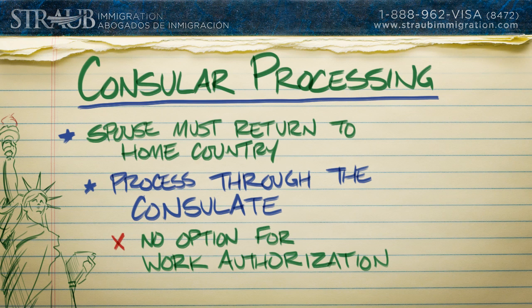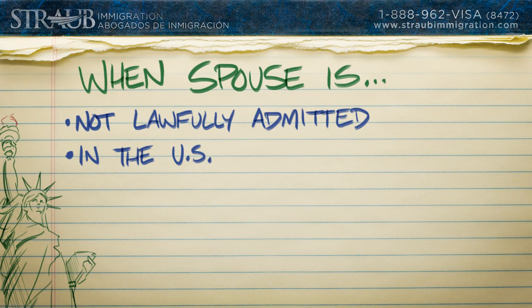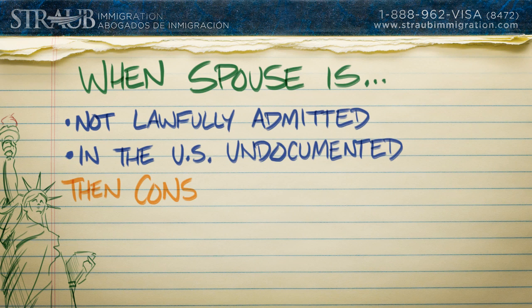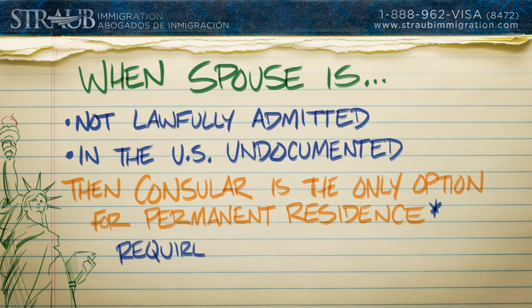So for many couples where the spouse has not been lawfully admitted to the United States and is in the United States undocumented, consular processing provides the only option for that spouse to get permanent residence. But there's an additional step that is very important. It normally requires a waiver for them to be approved for permanent residence.